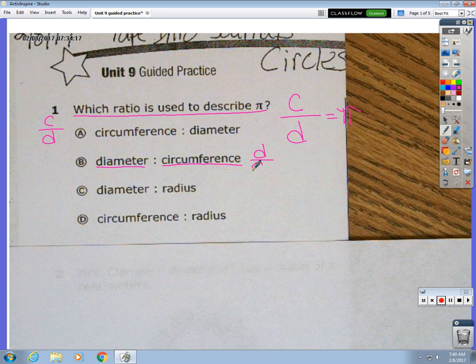diameter to circumference. Answer choice C, diameter to radius. And answer choice D would be circumference to radius. So obviously answer choice A is going to be the answer because it's the ratio that we talked about yesterday, that circumference divided by diameter equals pi.